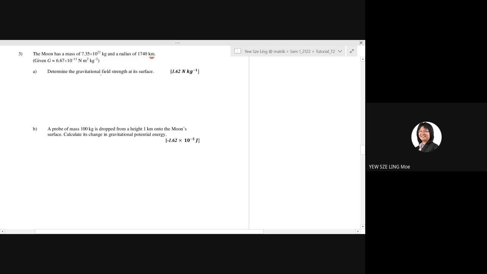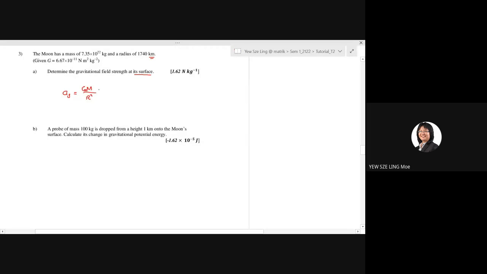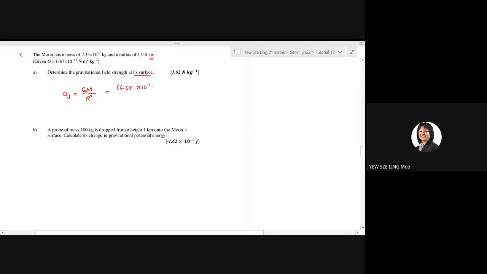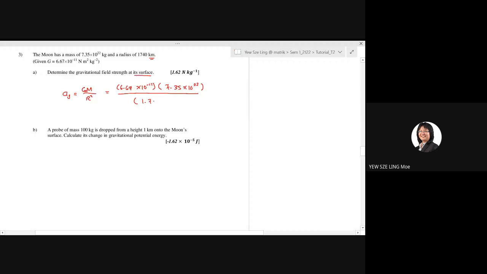Okay, so now you want to determine the value at the surface. This question is very simple. You just apply the radius. So g is equal to GM over R squared. G is 6.67 times 10 to the power of negative 11, times M, 7.35 times 10 to the power of 22, divided by R. Now remember you're given km, so it's 1.74 times 10 to the power of 6 meters, squared. And then you will obtain 1.62 N kg negative 1.